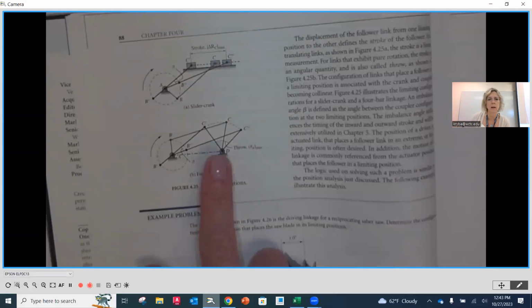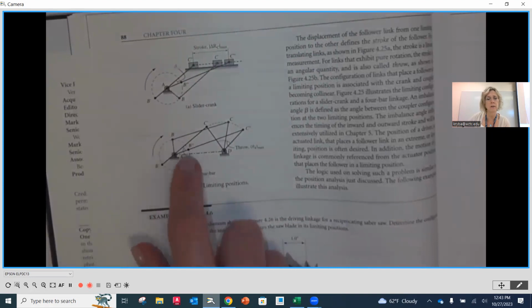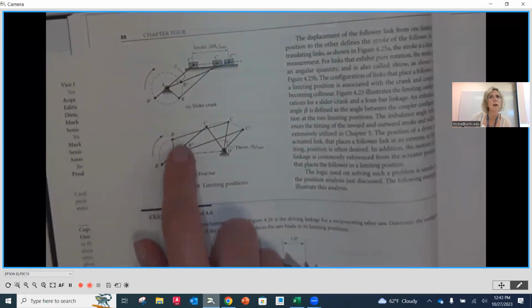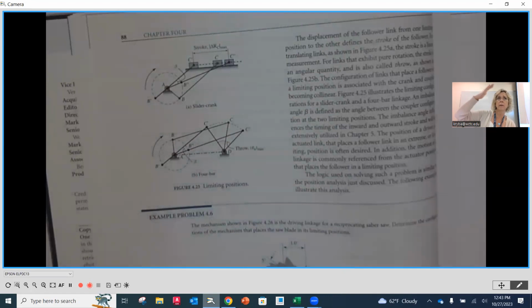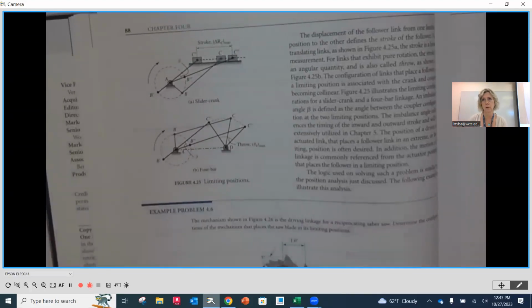When we have something that oscillates, as I said earlier, we have the crank going around for 360 degrees. But what angle is the output at when it's at its closest, and what angle is it at when it's furthest? The difference between those two is the total throw. So the problems we're going to be solving in the kinematics homework will ask: what is the stroke and what is the throw? What is that total?